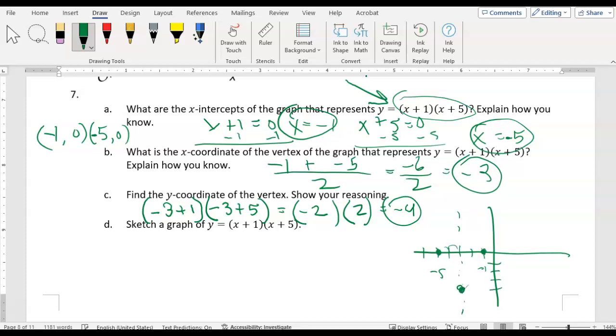And so now I can sketch a little graph here. Now, just as a side note, looking at this, we can see that my y-intercept would be positive 5. And so that makes sense because it looks like this would cross above the x-axis. And so we can sketch a nice little graph of that there.